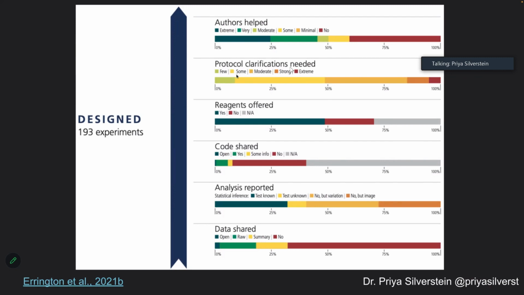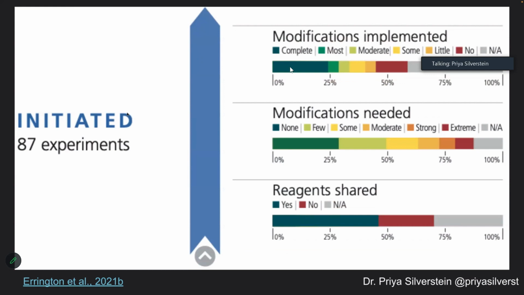But protocol clarifications were needed in almost all of them. And it was very disappointing to see that the authors just straight up did not help quite a lot of the time and only provided minimal or moderate help some of the time as well. And so then if we go beyond this to the experiments that got past this stage and were actually initiated, again, the reagents were shared in the majority of cases, but there were at least a few modifications needed, if not a lot more in the vast majority of cases. But these were not always able to be implemented.